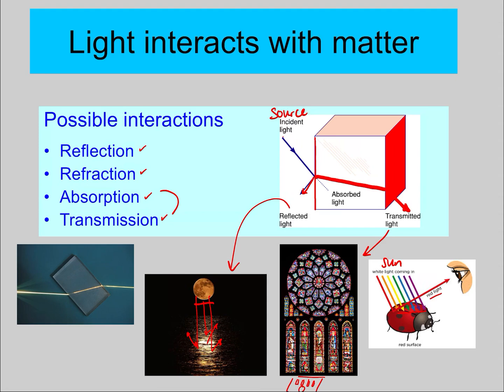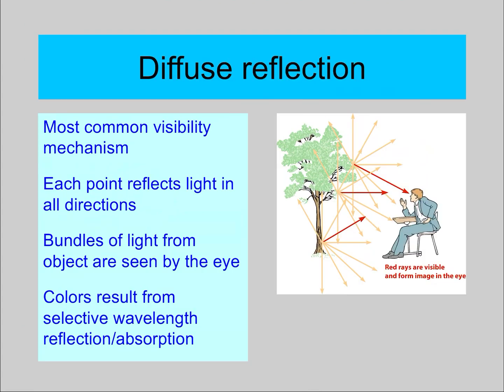Okay, so then we see here, this is just an image to show you that if you were to shine a light on a pane of glass, you're going to have a bending, an absorption, and then a transmitted light. All right, so diffuse reflection. This is our most common visibility mechanism because our world around us is not smooth, and it's going to have an uneven surface. What happens is each point of light reflects in all directions, and you can see that here.